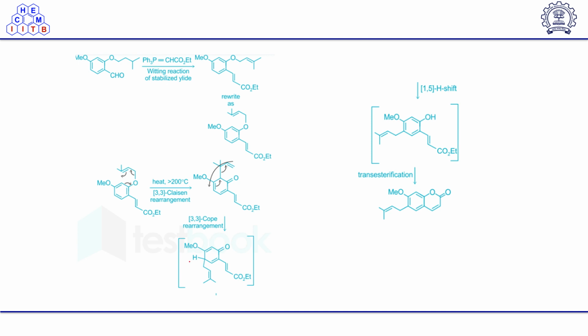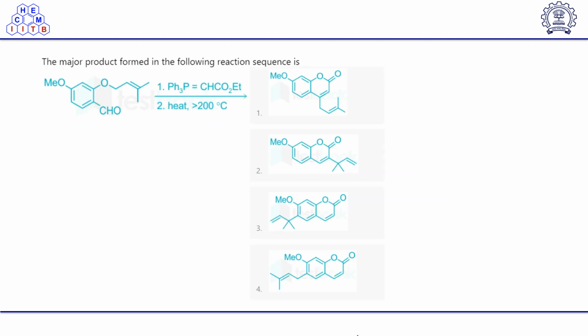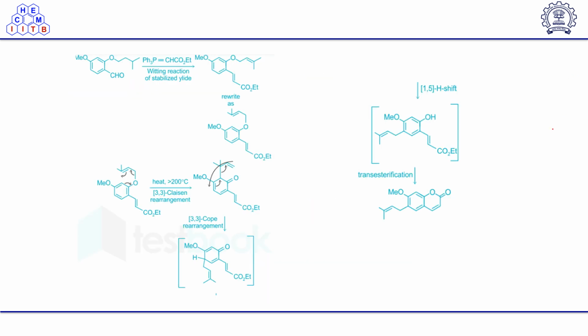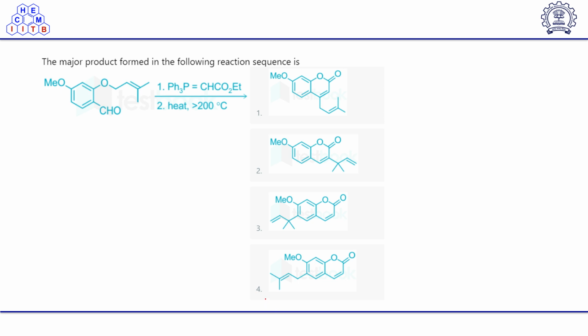and here it will undergo this 1,5 hydrogen shift, from this one, 2, 3, 4, 5, 1,5 hydrogen shift to get this aromatized product, and then transesterification, that is cyclization, to give this corresponding lactone. We will get this as the major product. So here the correct answer will be this one, option 4. I hope it is clear.